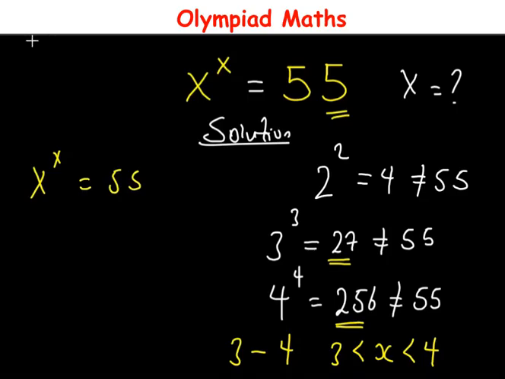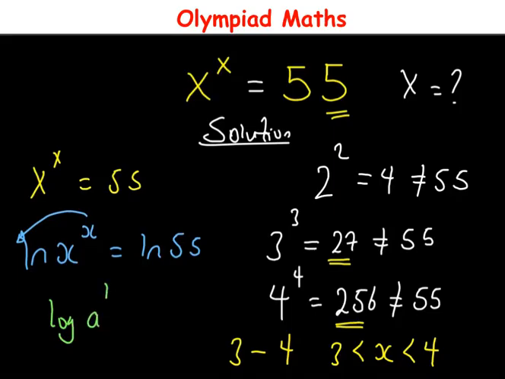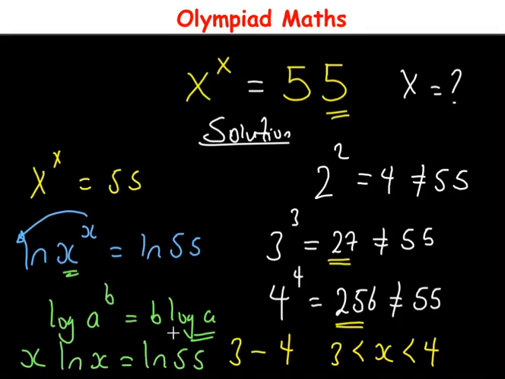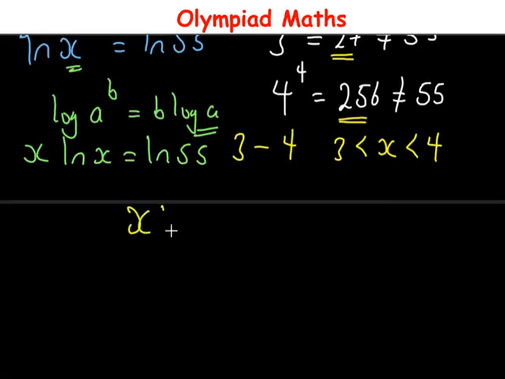Now the first thing we're going to do is to introduce natural logarithm to both sides of the equation. So ln of x raised to power x is equal to ln 55. Now this power x will come down, following this rule of logarithm: if you have logarithm of a raised to power b, this equals b times logarithm of a. So applying this rule, power x becomes x times ln x, which equals ln 55.